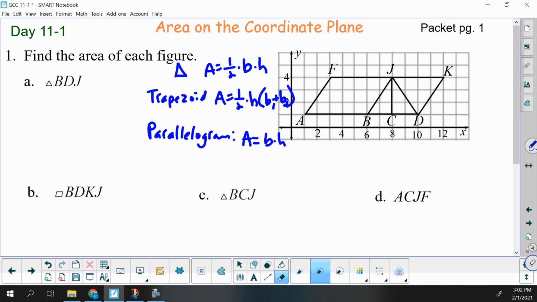So the first one we're going to do, we want triangle BDJ. So here's B, here's D, here's J. So it's a triangle, so we should be doing 1/2 base times height. Well, our base there, if we count across, is just 4, and the height is 3. 1/2 times 4 is 2, 2 times 3 is 6, so we'll have 6, and it's an area, so we'll say units squared.